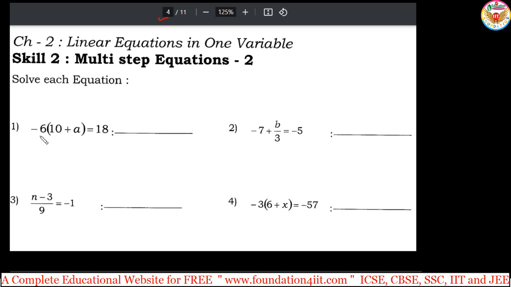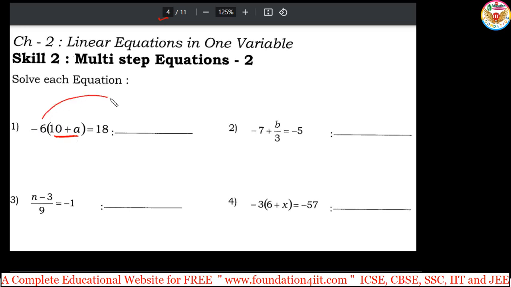First question: minus 6 is multiplying with 10 plus a. Once you do the operation, a is adding to the 10. This is completely one set. This set is multiplying with minus 6 now. It's a complete set. Minus 6 is multiplying with this set.